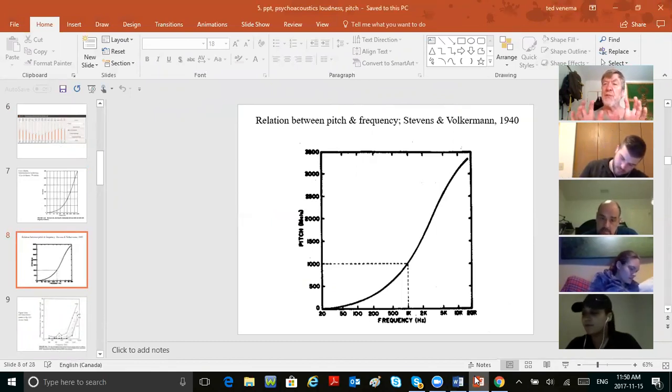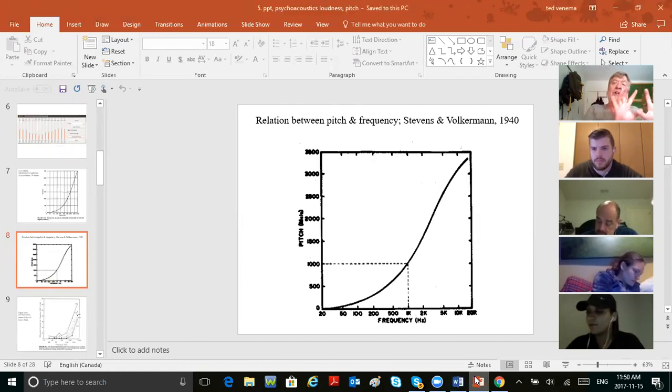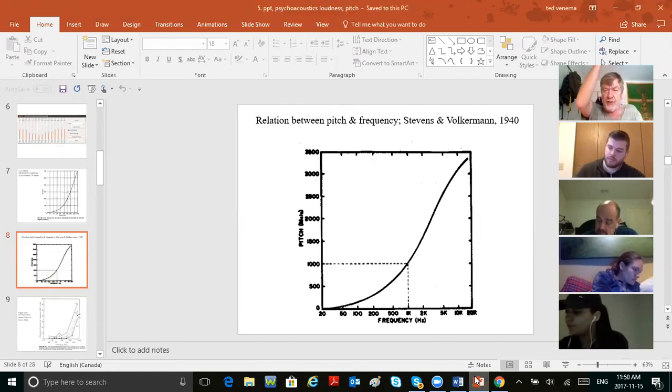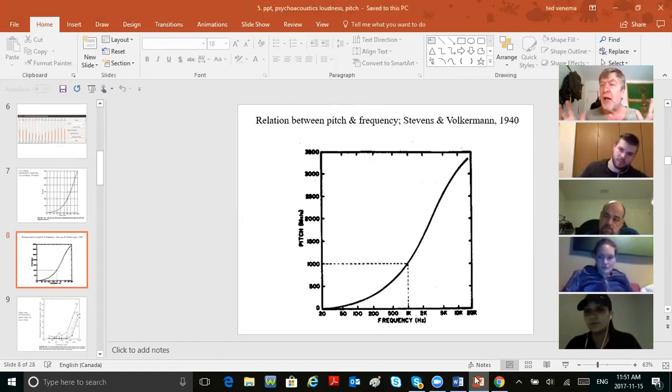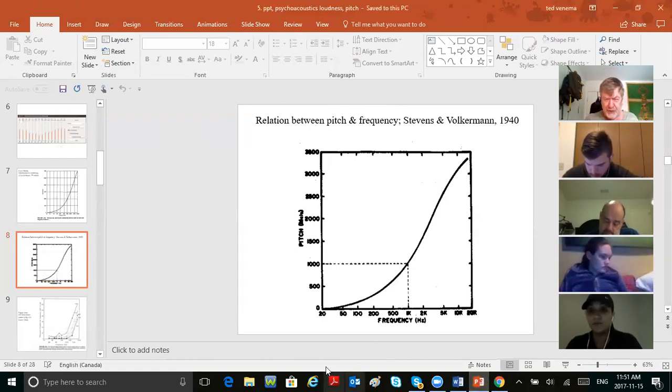Always remember, pitch is your perception of frequency. Loudness is your perception of intensity. Make a mental divorce between physics, intensity, frequency, dB SPL, hertz, and perception: phons, how loud was it? What was the pitch? Did the musician have perfect pitch perception? One's art, one's science. Now, just because you doubled the frequency, look at this.